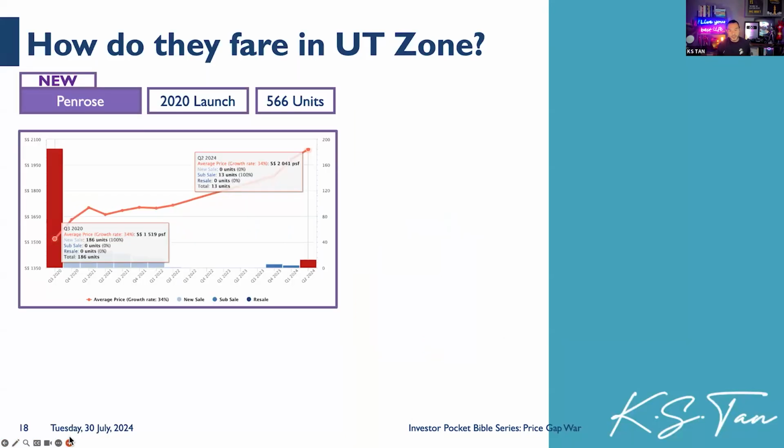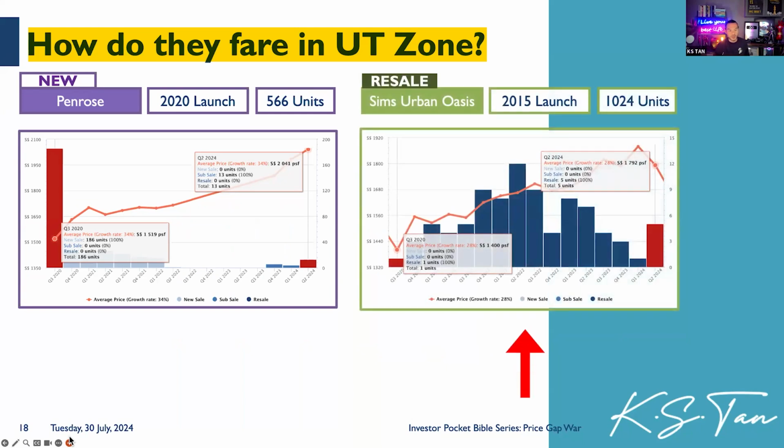We're going to use developments side by side to compare in this three illustration. And over here we are using new homes against resale. So we're going to use a new home versus resale. These new homes side by side are Penrose beside Sims Urban Oasis. Penrose is a new launch back then in 2020. It's a 566 units development, and Sims Urban Oasis was a new launch back in 2015.